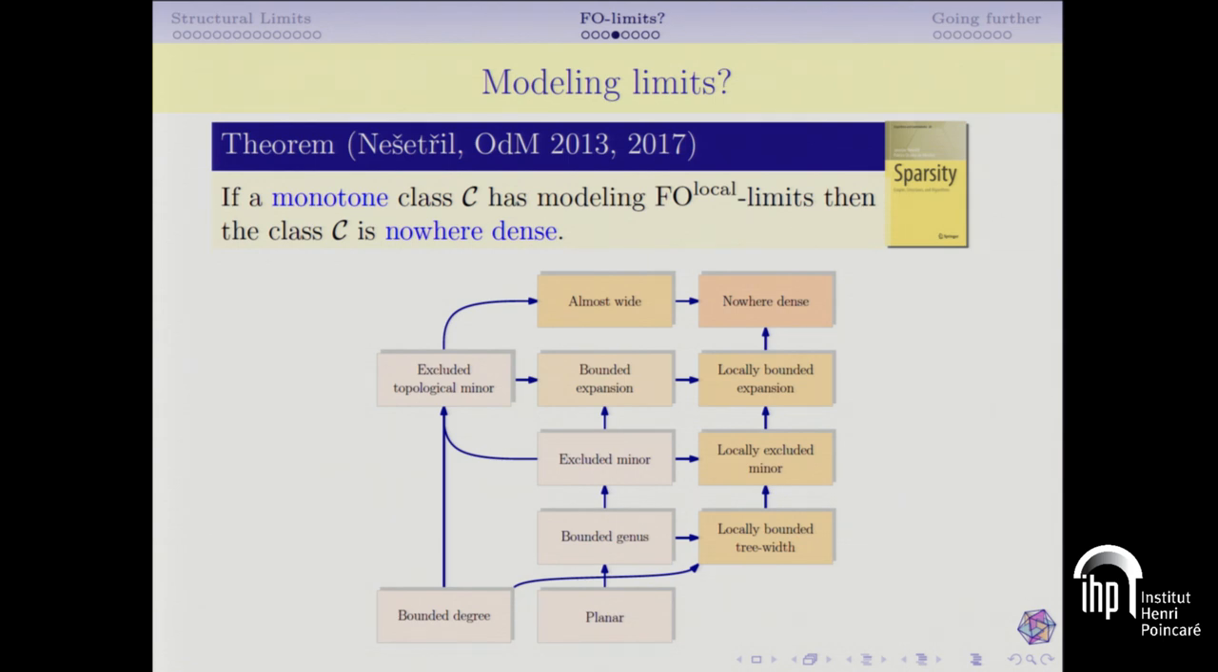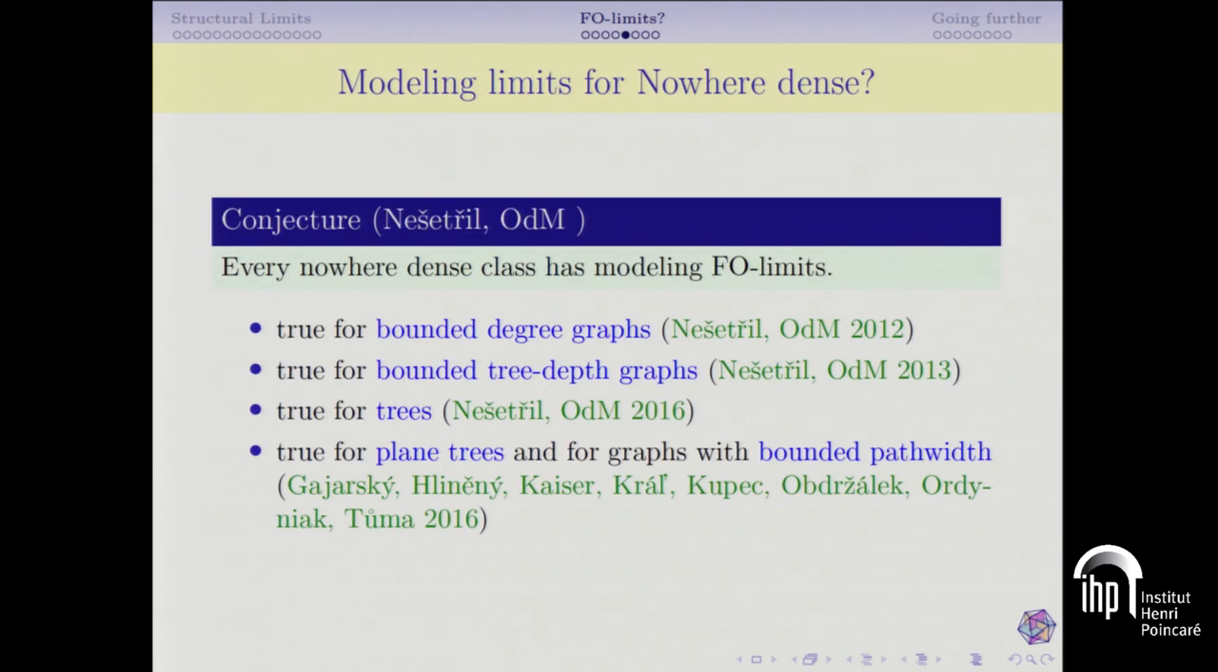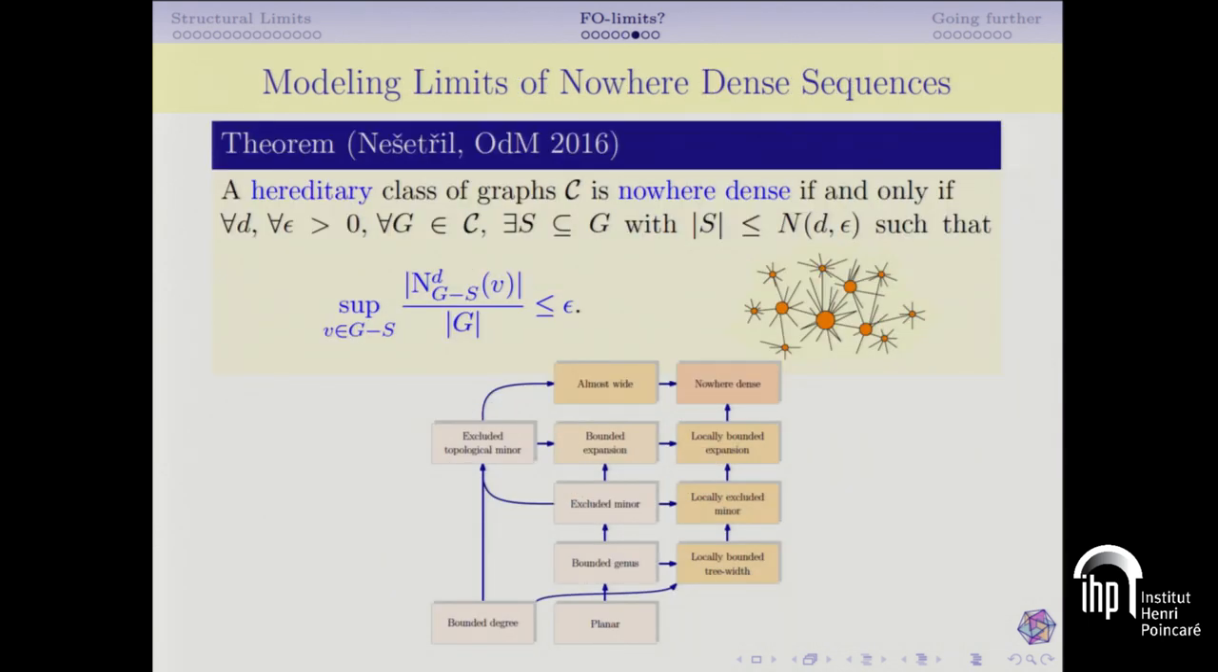And these nowhere dense classes have numerous characterizations. One of them is that you can make them sparse quite easily. So what does it mean? It means that for every d and epsilon, by deleting in the graphs of the nowhere dense class at most n to the power of epsilon vertices, you can get a graph where no ball of radius d will contain more than an epsilon proportion of all the vertices. So it's almost the same as residual. When you have a class which is nowhere dense, you can make it as close as you want to residual by removing a bounded number of vertices.